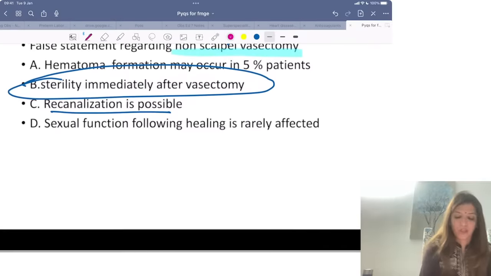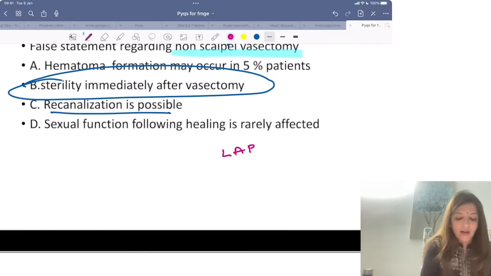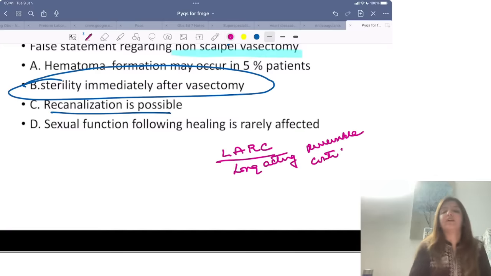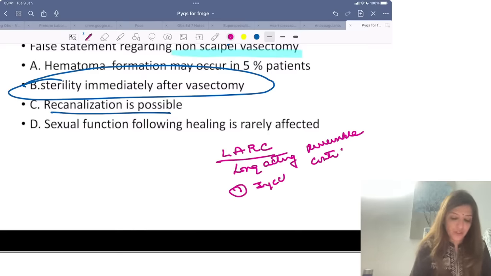Another very important question is, what are LARC methods? LARC methods are long acting reversible methods. So, what are long-acting reversible contraceptives? In long-acting reversible contraceptives, only 3 contraceptives come: injections, implants, and IUCD.